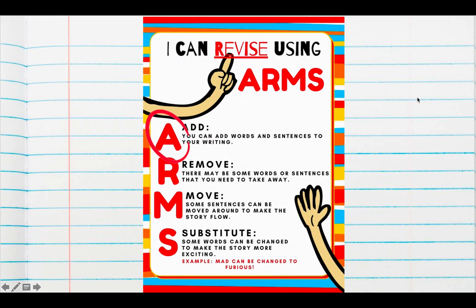When we revise, we use something called ARMS. Now, we've been focusing on the A, which means add. You can add words and sentences to your writing. This is one of the things that I still want you to mainly focus on. Although you can remove words, you can move things around, and you can substitute words. For example, instead of saying mad, you can say, I was furious, because it's kind of a bigger word and it sounds very cool when you use it. So you can substitute words like that.